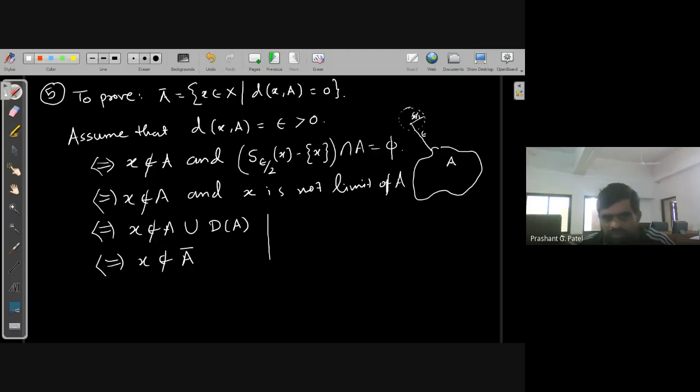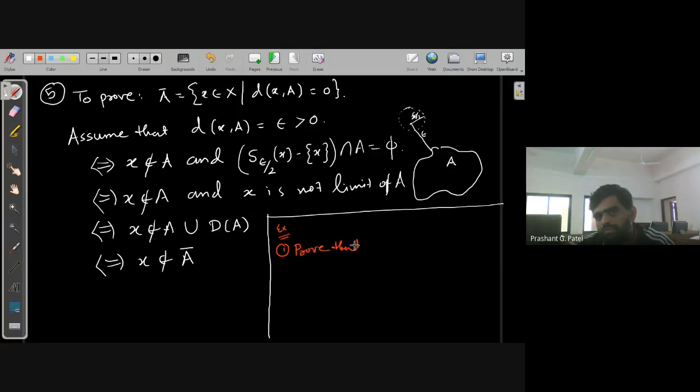Now using this exercise, I am giving you two more exercises to prove by yourself. The first exercise I am giving you is: using this result, prove that a singleton set is closed, using result 5. This is A.